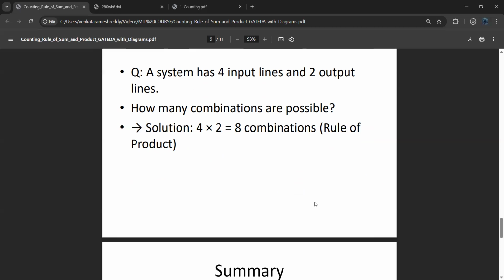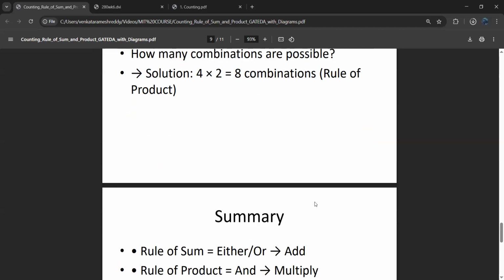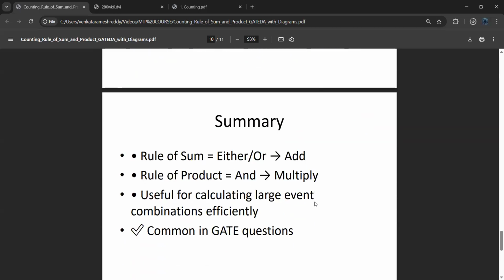So this is another example. If you want to identify whether to use the rule of sum or the rule of product: whenever you see "either or" in a statement, you need to add them. Whenever you see "and" in a question, you need to multiply them.